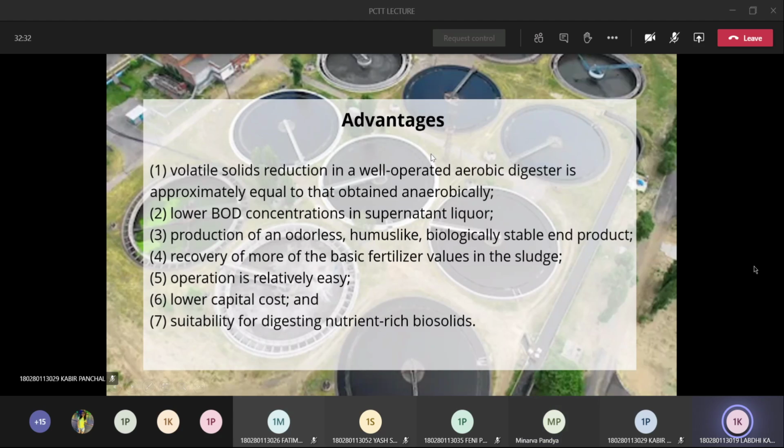There are various advantages and disadvantages of both the processes. For aerobic sludge digestion, the advantages involve suitability for digesting nutrient-rich biosolids, lower BOD concentrations in supernatant liquor, recovery of more of the basic fertilizer values in the sludge. Operation is relatively easy and it has a lower cost. Next.